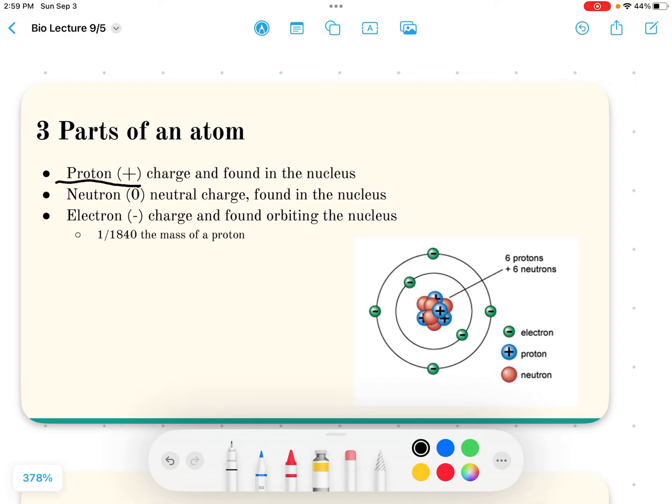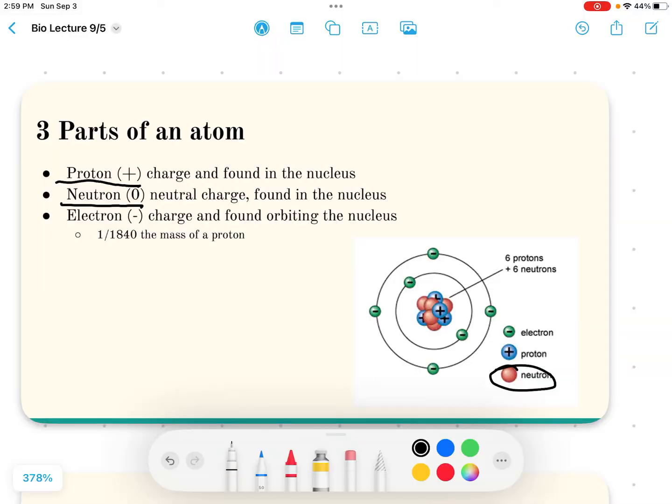A neutron is represented by a 0, or sometimes they're just left blank, like this guy down here. Or you'll often see it with a lowercase n or a capital N inside of them. Those are neutral in charge, meaning they have no charge whatsoever. They're just there to help give the atom some mass, and again, they're also found in the nucleus with the protons.